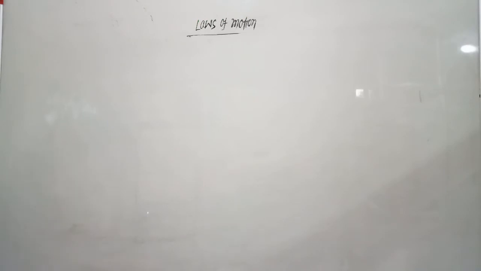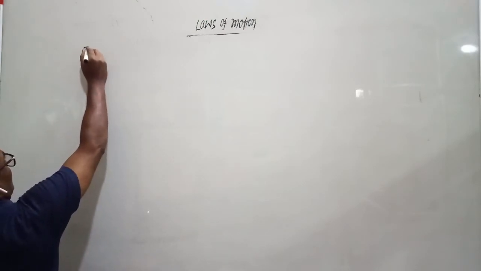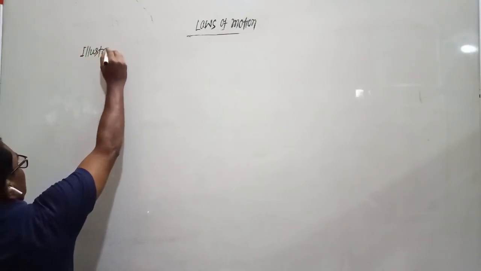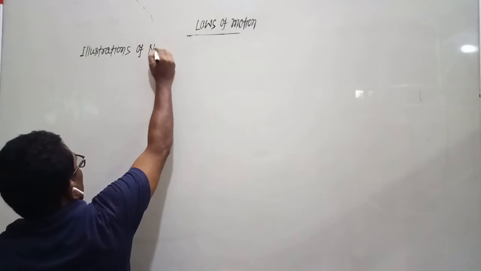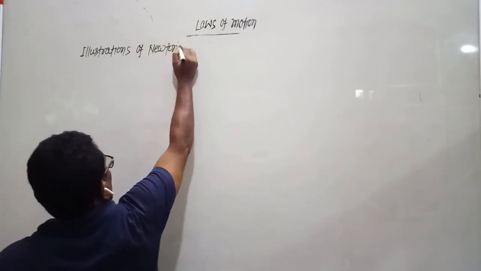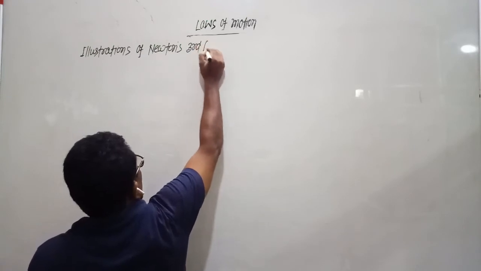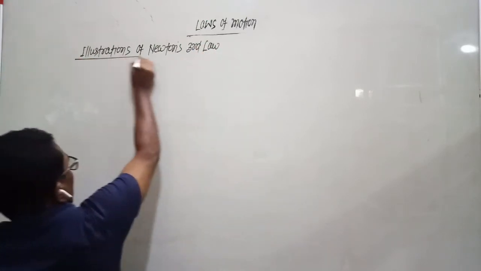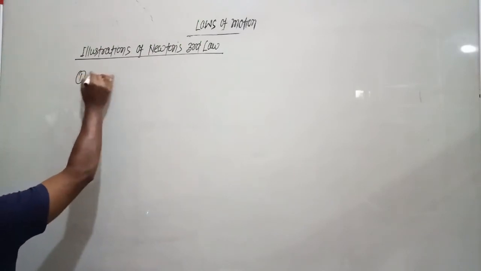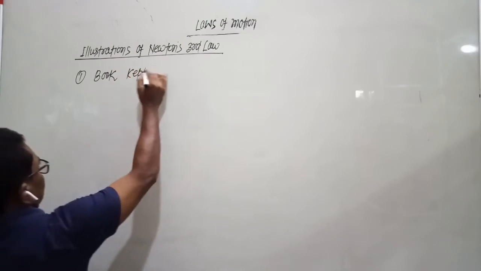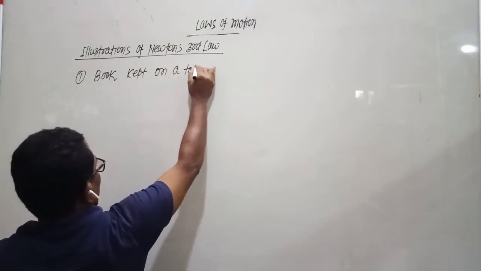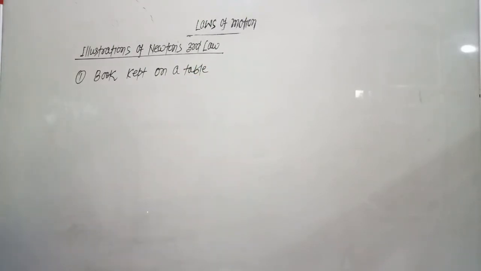Now the next topic which we discuss: illustrations of Newton's third law. First is a book kept on a table.